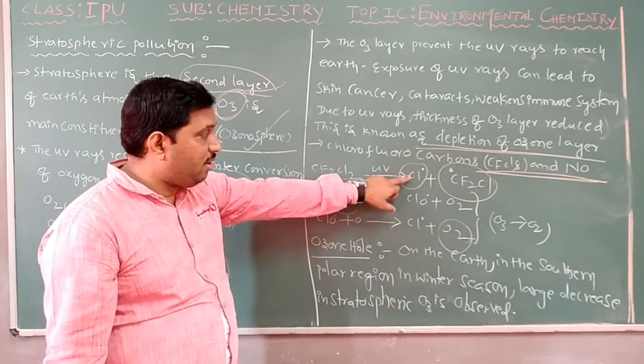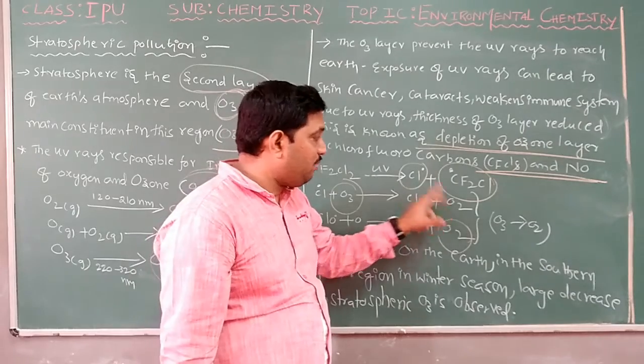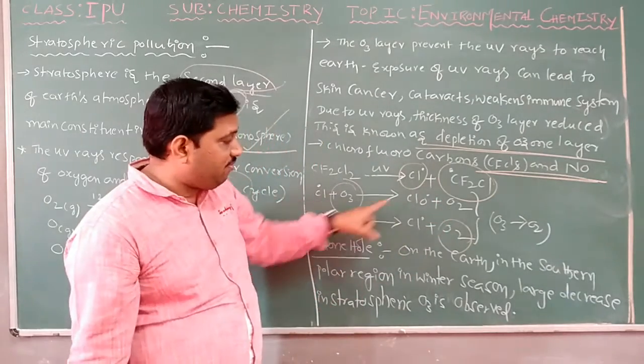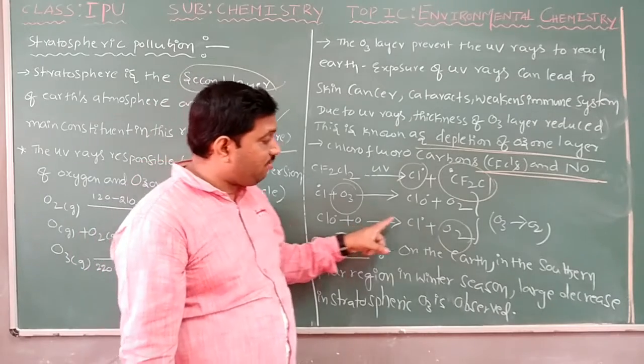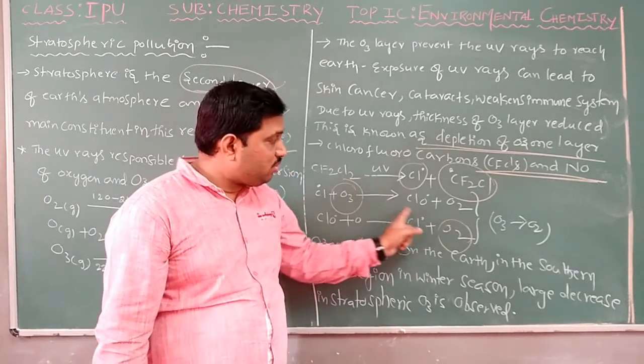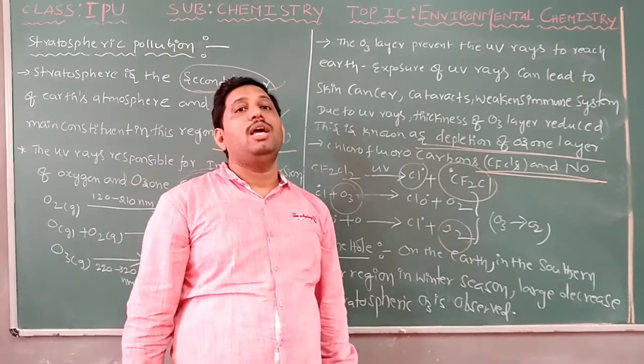The chlorine radical formed in the first step reacts with the ozone molecule. It can form ClO radical plus oxygen. The ClO radical formed in the second step reacts with the active oxygen atom. It can form chlorine and oxygen. That is, ozone is converted to oxygen molecule.